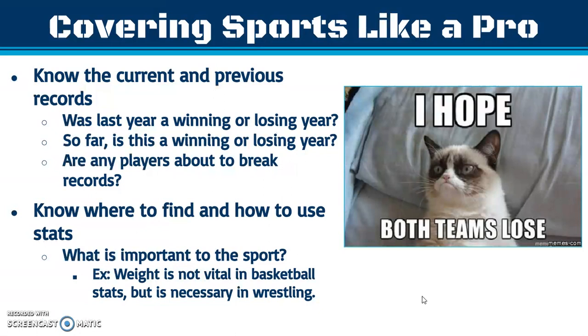Now, here's what that means. You need to know what's important to the particular sport. For instance, in basketball, it's not essential to know the weight of the players. All right? It's not that important. However, if you're covering a wrestling meet, the weight of the wrestler is a vital piece of information that you need. All right. So in basketball, including the weight could be kind of weird, but in wrestling, it's really important and necessary. All right. So just knowing how to use those statistics is really important.